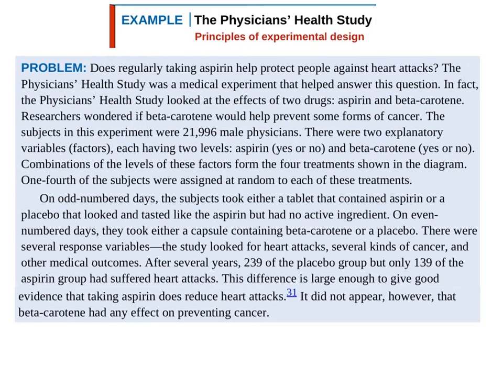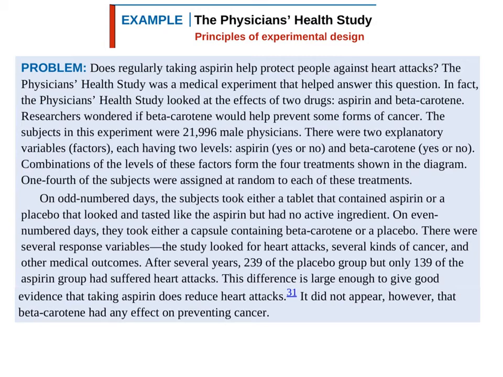We're going to look at one last example where we're going to analyze the principles of experimental design on something called the Physician's Health Study, which you may have heard of, or at least heard the results of. So the problem says, does regularly taking aspirin help protect people against heart attacks? The Physician's Health Study was a medical experiment that helped answer this question. In fact, the Physician's Health Study looked at the effects of two drugs, aspirin and beta-carotene. Researchers wondered if beta-carotene would help prevent some forms of cancer. The subjects in this experiment were about 22,000 male physicians.